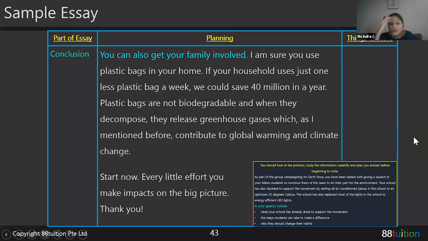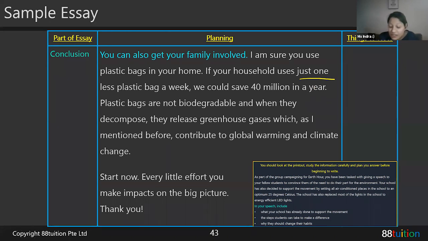Now you can also get your family involved. So now you're moving beyond the role of a student. You can also get your family involved. I'm sure you use plastic bags at home. If your household uses just one less plastic bag a week, we could save 40 million in a year. Wow, that's a lot actually, if you think about it.